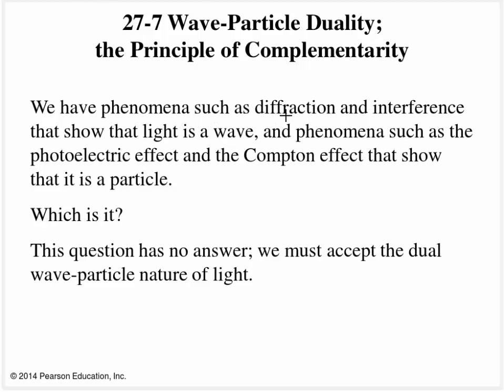Now, at this point, we're in a bit of a pickle here. We have phenomena such as diffraction and interference that clearly show that light is a wave. However, there are things that also blatantly show that light is a particle, such as the photoelectric effect. And the question is, which one is it? Is light a wave or is it a particle? And it turns out that we really don't know. We pretty much have to accept that there's going to be some dual wave-particle nature of light.